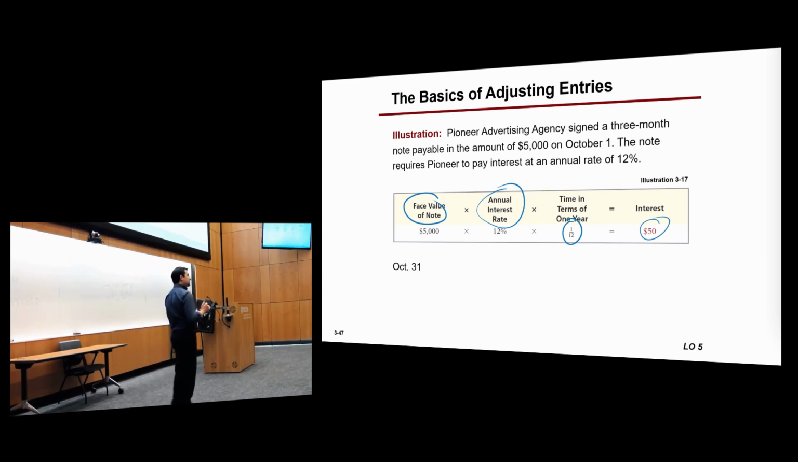In this case it's 3 months. So the full interest amount for 3 months will be paid at the end of the 3 months. This is what we call maturity. At maturity it will be paid. It's not going to be paid now. It's going to be paid in 3 months. As a result, the company is not going to pay anything yet.